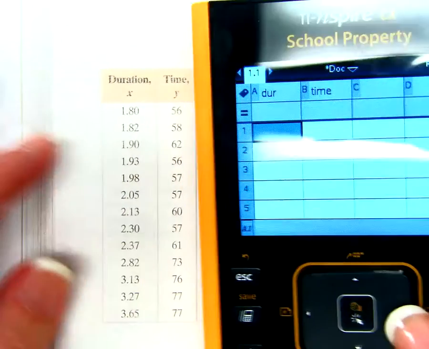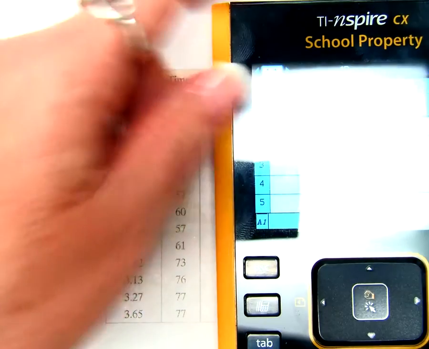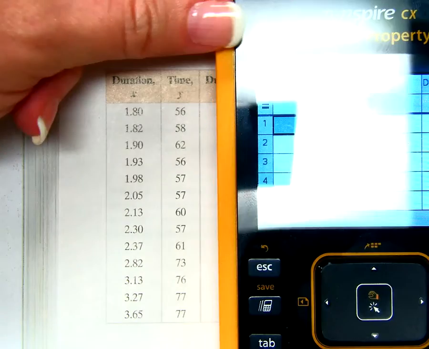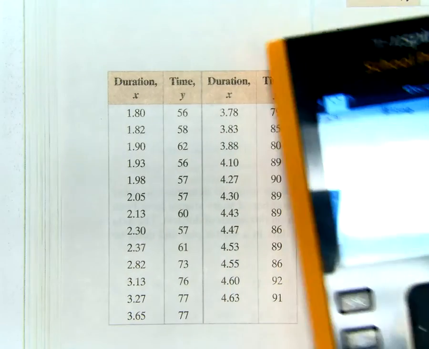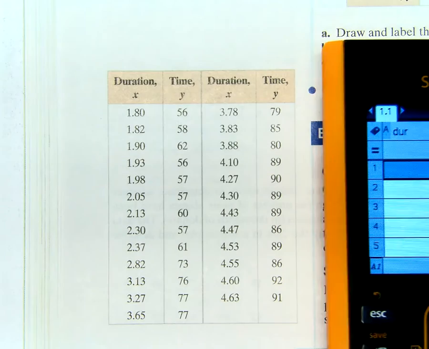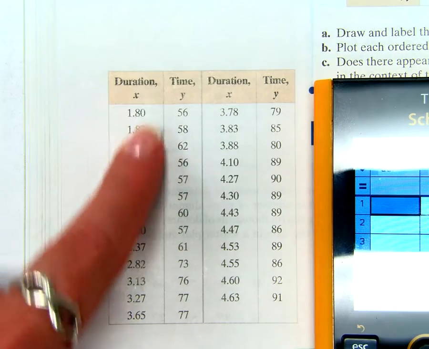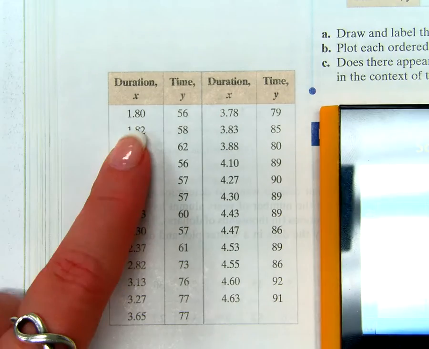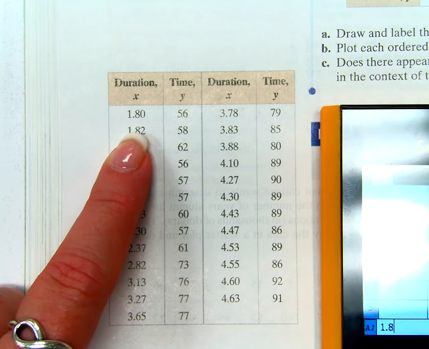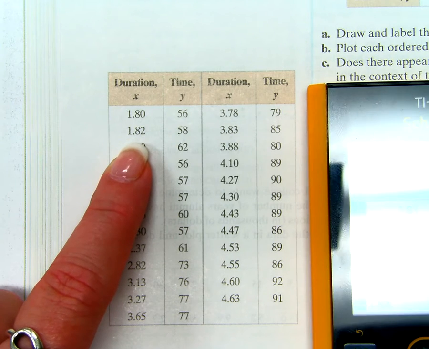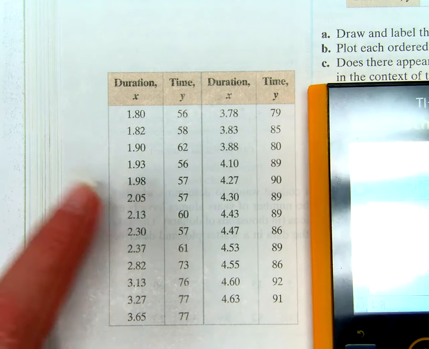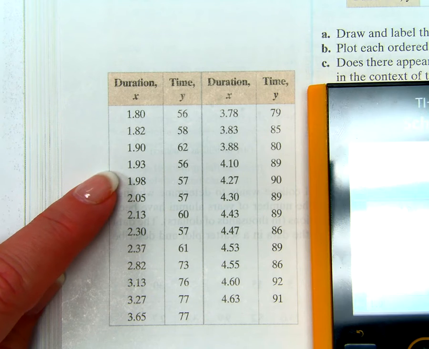Okay, now I'm going to just enter all my X values. Take a minute and enter all these X values. I made it real big so you can see it, but you probably can't see my calculator because of the glare. All I'm doing is entering my X values, all of the duration values, into my X column. So you do the same thing, please, in your calculator. All right, sorry, I'll try to not block you.